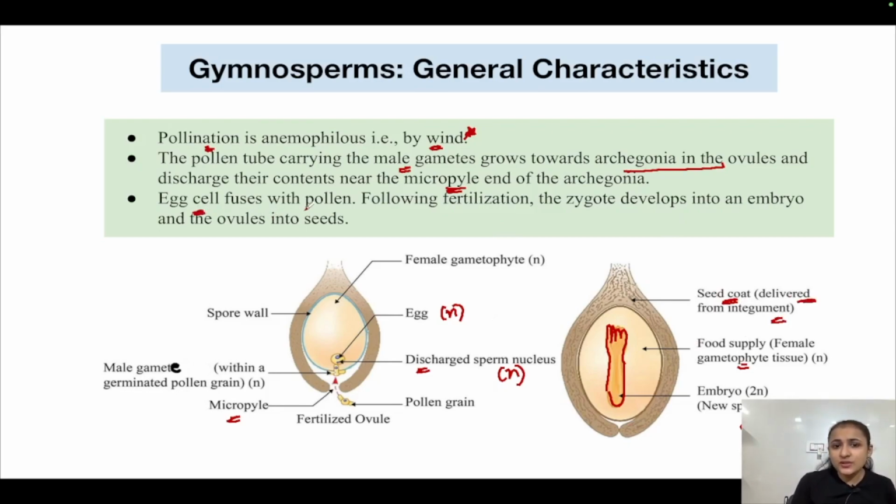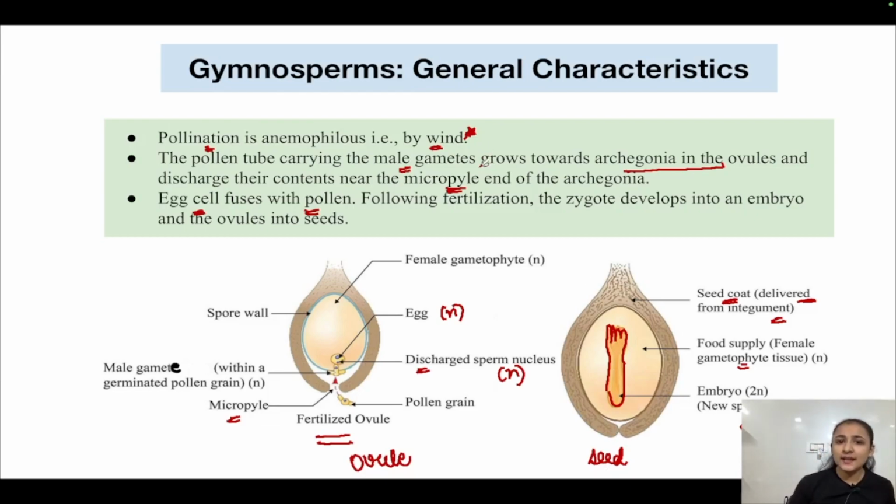So the egg cell fuses with the pollen. Okay, here the fusion is happening, and following fertilization the zygote is developing into an embryo, this structure here, and the ovules are ultimately being converted into seeds. So this is the seed, this is the fertilized ovule. So this is the ovule and this is the seed.